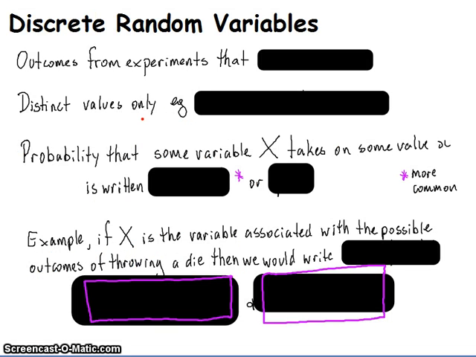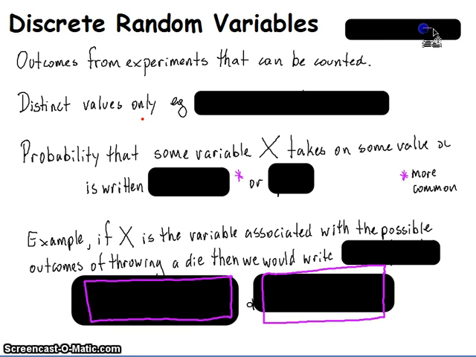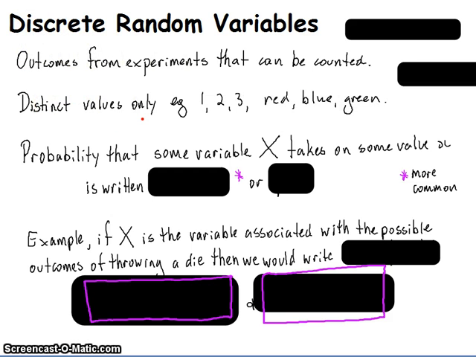Okay, so discrete random variables are outcomes from experiments that can be counted, and they must have distinct values only. This is the discrete part. So for example, 1, 2, 3, red, blue, green, etc. So they must have fixed, possible, distinct values, so not on a continuum.